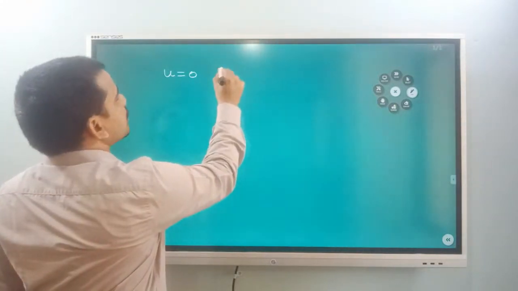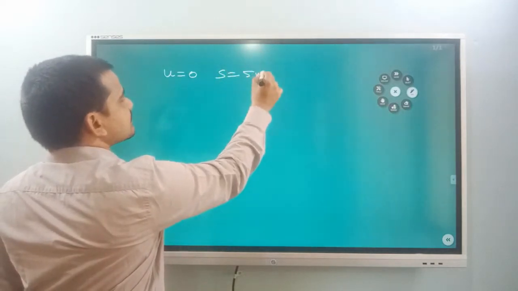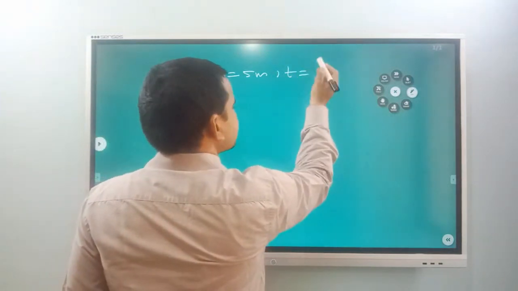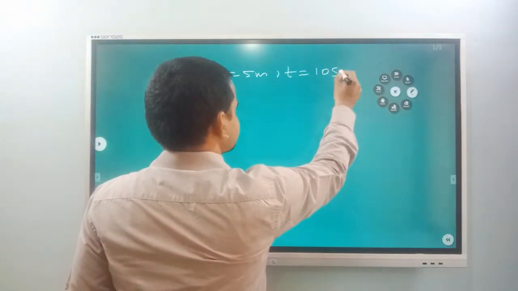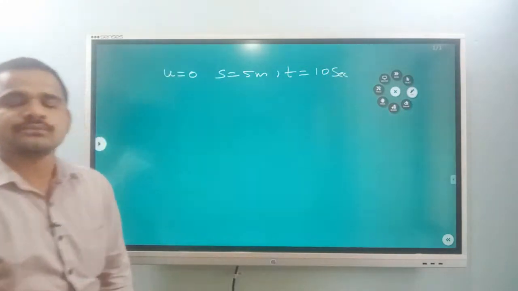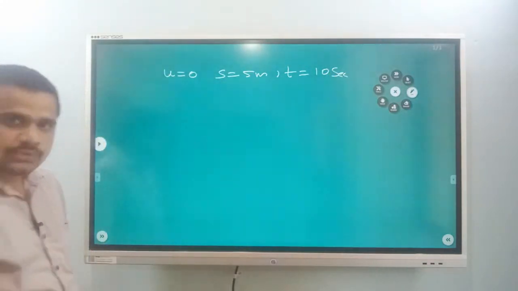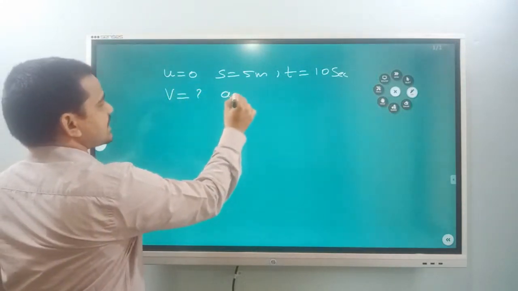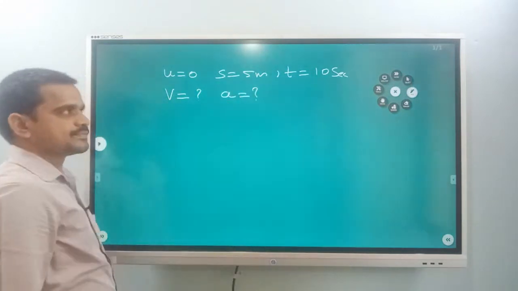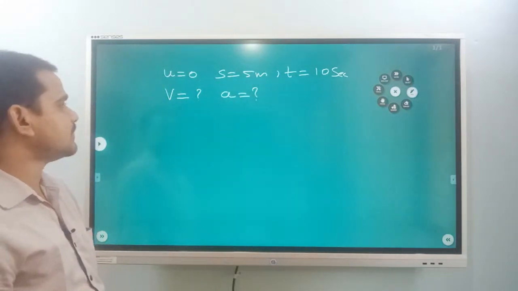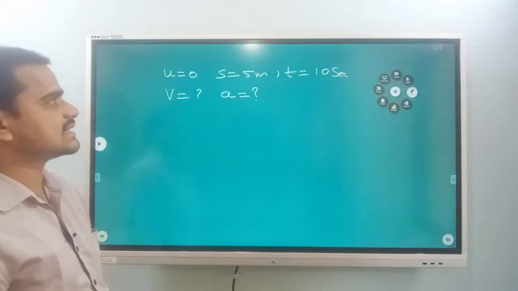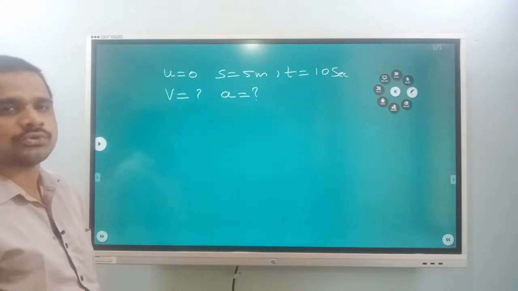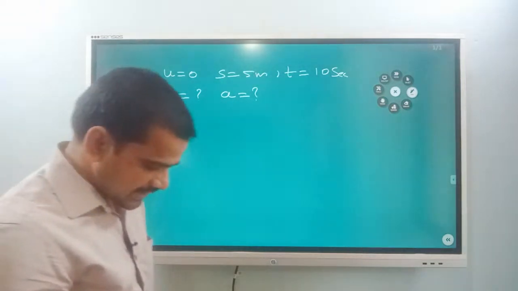It travels a distance of 5 meters in a time interval of 10 seconds. The question here is, what is its final velocity and what is the acceleration? Simple questions. How to calculate? So in this way we'll have some problems here.